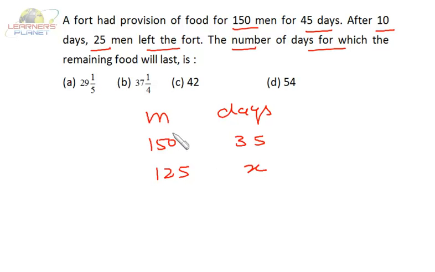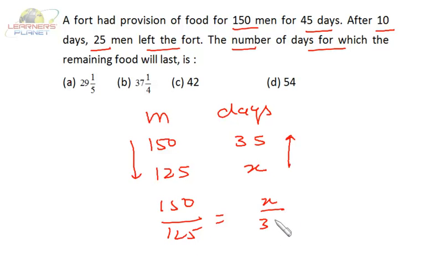Now more men are there, so the food will last for less number of days. That means men and days over here are in inverse variation. So if we write men in this order, we have to write days in this order. Okay. So it's 150 by 125 is equal to x upon 35. Just simply solve it and get the value of x. So x is equal to 42 days. Okay, I hope you are clear.